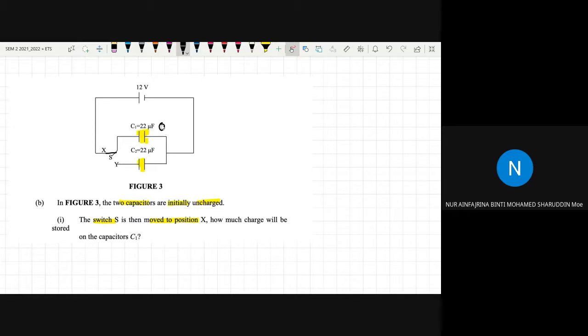So sekarang, kiranya capacitor 1 ni akan discharge. Okay, mula-mula capacitor 1 and capacitor 2 ni is uncharged. Tapi bila when we move the switch from to position X, dia akan charge your capacitor 1. So the question asks us, how much charge will be on the capacitor 1? Okay, so how much charge?